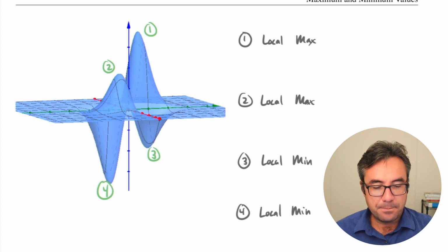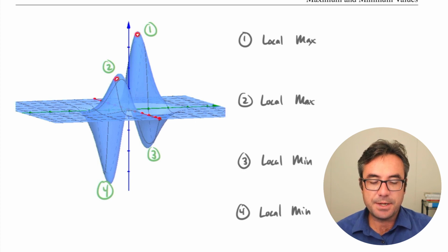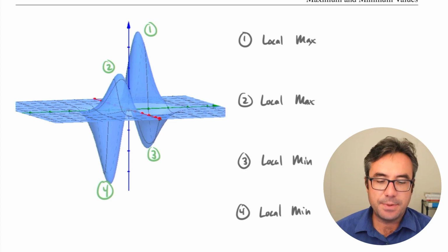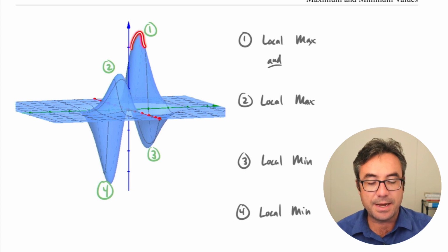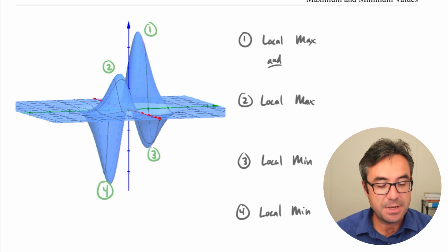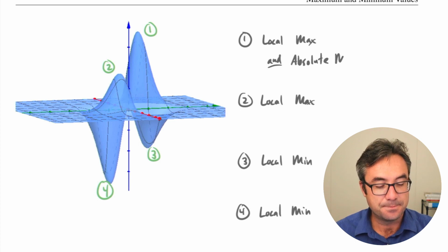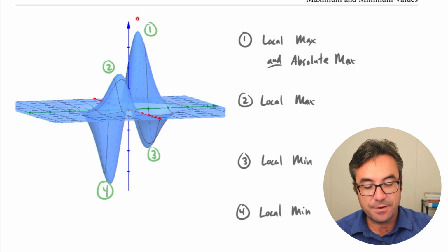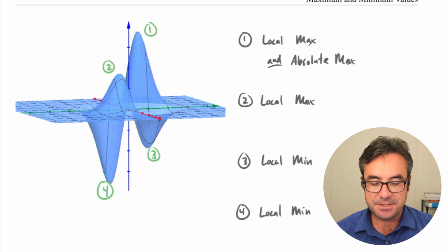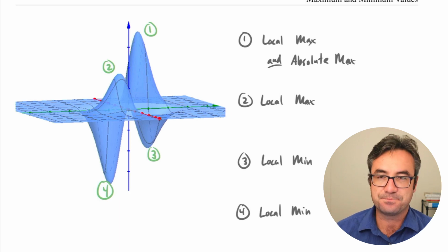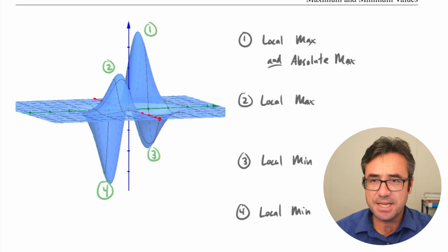Now, if we're comparing the peaks that happen at points 1 and 2, well, point 1 is not only a local max, but it's an absolute max, because that's as high as our surface gets. So if I'm standing up here, this is me on top of Mount Everest. It's downhill everywhere else. Everywhere else is below.